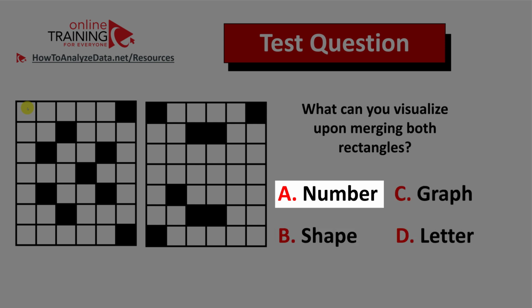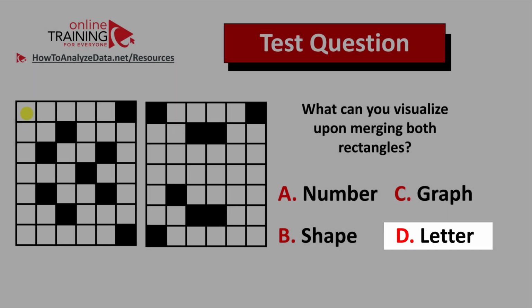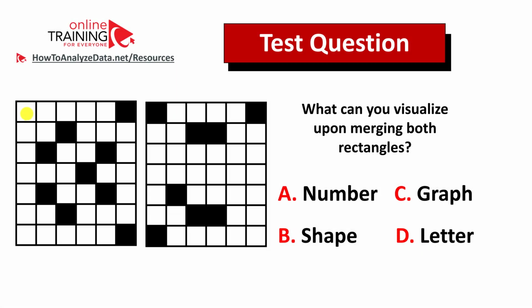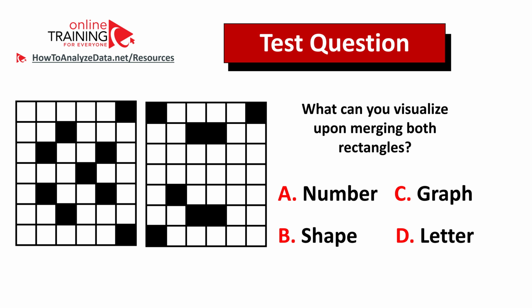Choice A, number. Choice B, shape. Choice C, graph. Choice D, letter. Give yourself 10 to 20 seconds to see if you can come up with the answer on your own. Do you see the answer? Let's continue to see how we can solve this challenge and come up with the correct solution together.